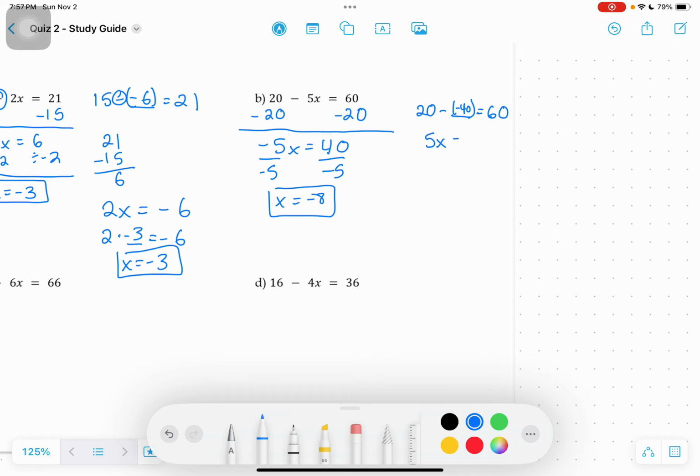So 5x is equal to negative 40. 5 times something equals negative 40. What would that be? Oh, it's negative 8. X must equal negative 8.